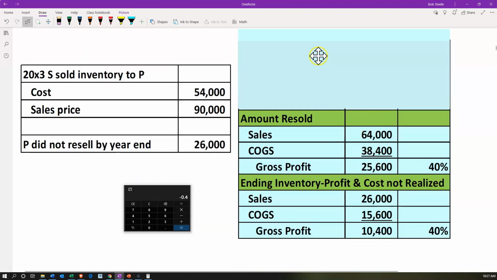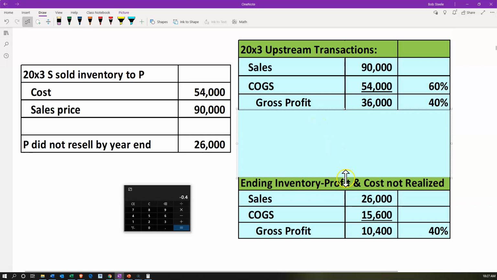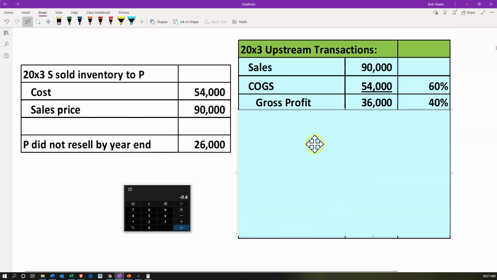All right, let's do this process one more time. So we're going to go to the next one here. We have the 2000X3 upstream transaction. We're picking this up from the data that we saw up top, this little piece of the data that said 2000X3 S sold inventory to P. So S, the subsidiary, sold to P. Sales price 90,000, cost 54,000, difference 36,000. 36,000 divided by 90,000 is going to be that 40%. And if we take the 54,000 divided by 90,000, we get the 60%.